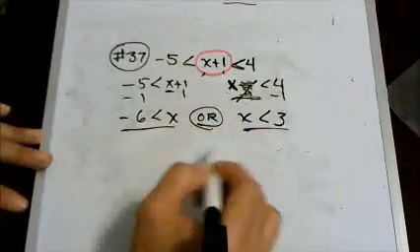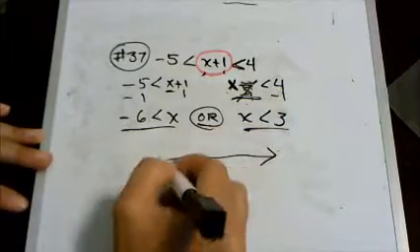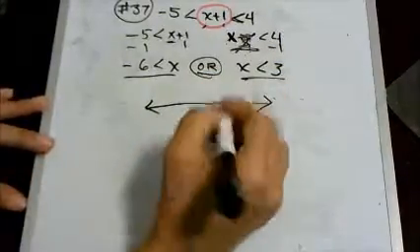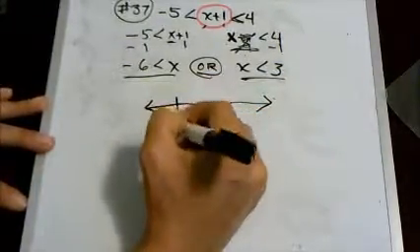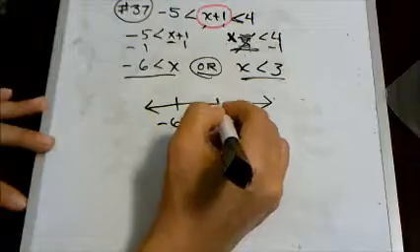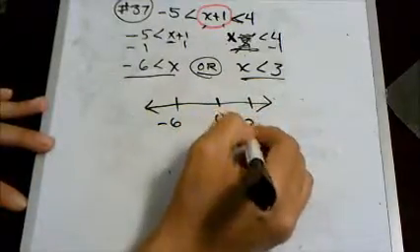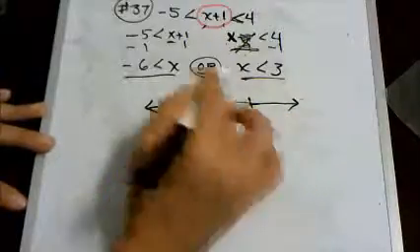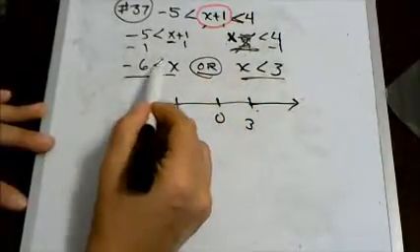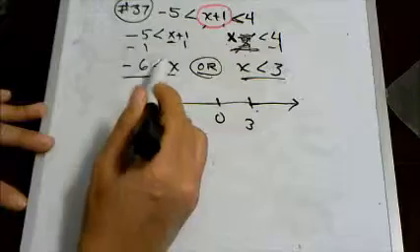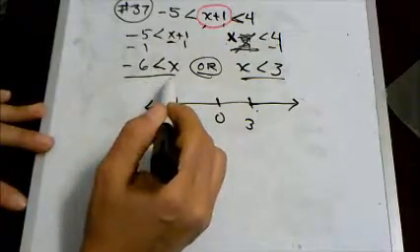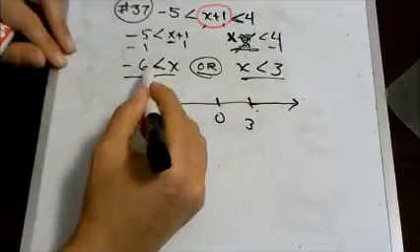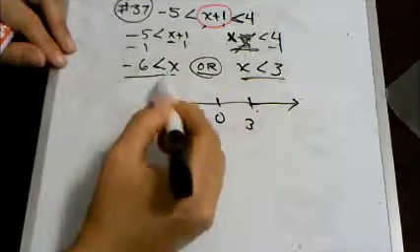And notice this is an OR. How do you graph an OR? The way you graph an OR, here's a -6 here, 0, 3. Let's make my line a little bit longer. Okay. So x, this is pointing to the smaller number. Since it is smaller, that means my -6 has to be greater than that.